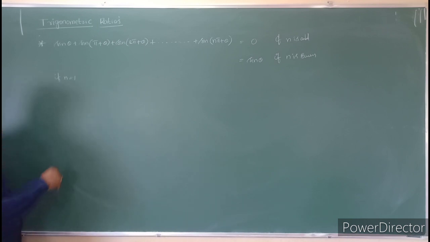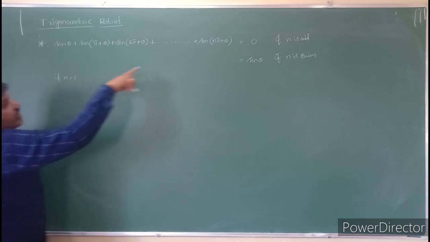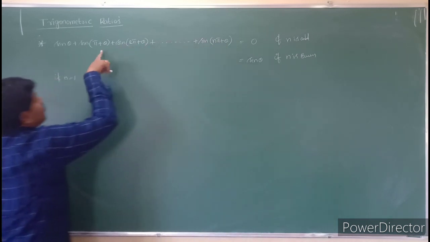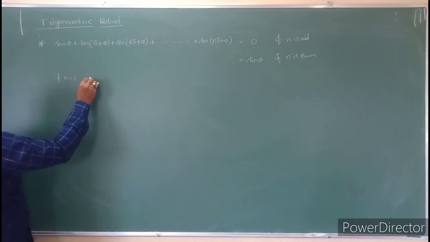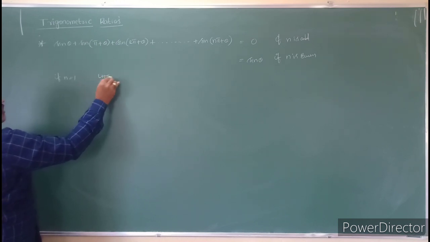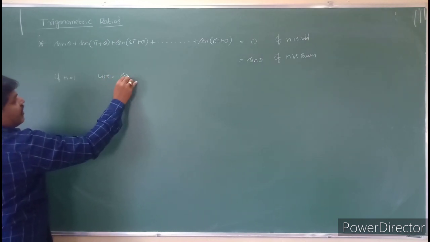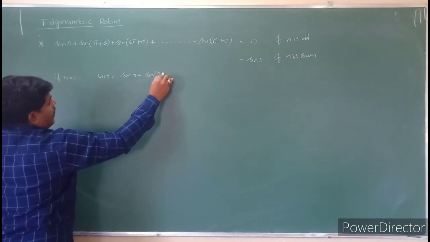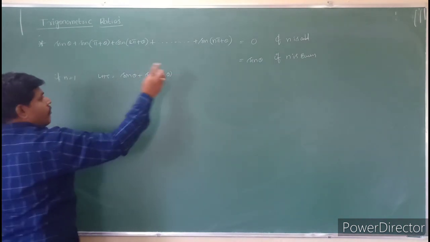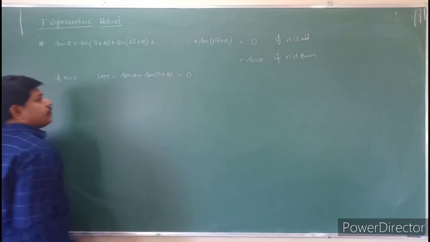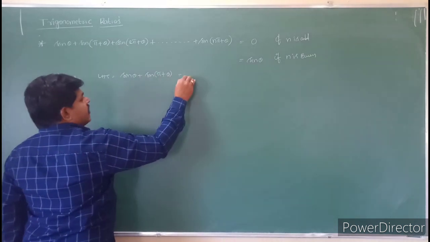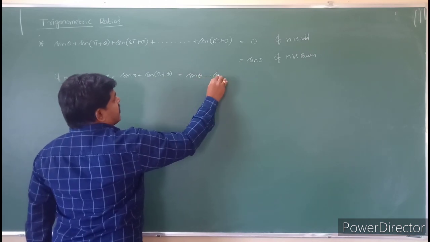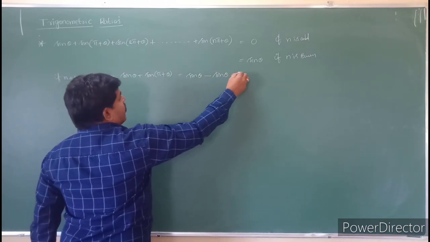So what happens if n is equal to 1? It will become sin pi plus theta. That meaning is up to this one. So LHS is equal to sin theta plus sin pi plus theta. What happens? That is equal to 0. Why? Because sin of 180 plus theta is minus sin theta. So it will become 0.